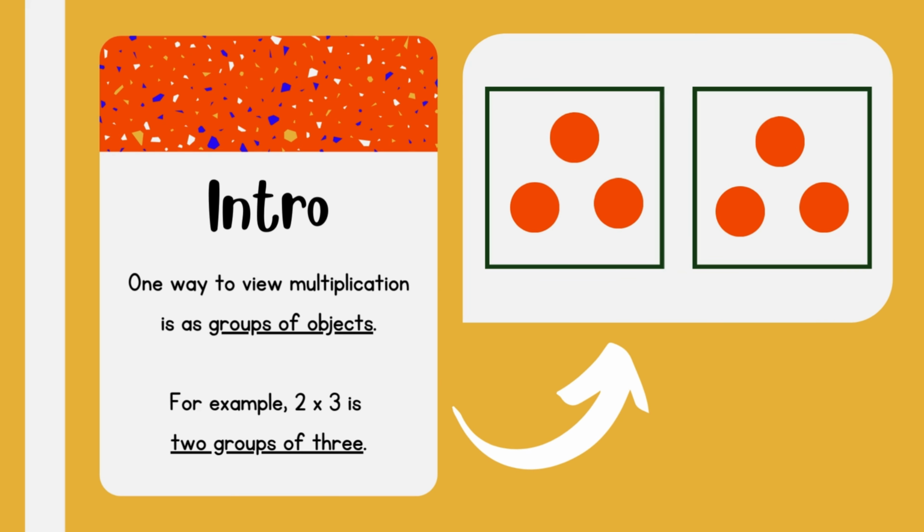Here we have the intro. One way to view multiplication is as groups of objects. For an example, 2 times 3 is equivalent to 2 groups of 3. And you can see in the picture over here, you can see 2 boxes, which stands for the 2 in 2 times 3. Then you can see 3 dots in each box, which equals the 3 in 2 times 3. So together, it would be 2 times 3, or 2 groups of 3.